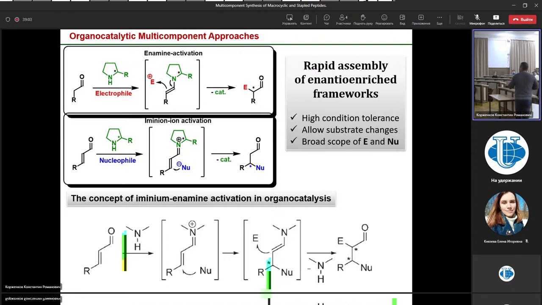And this is very relevant because I started to work with the combination of organocatalysis with multi-component reactions like 10 years ago when I was visiting professor in Brazil, and there was a professor there.